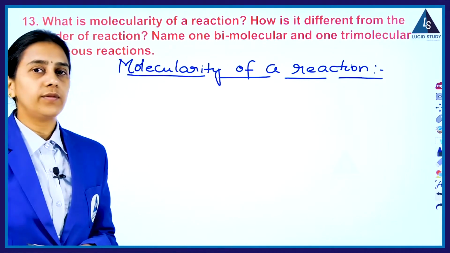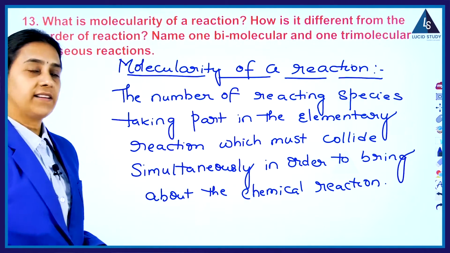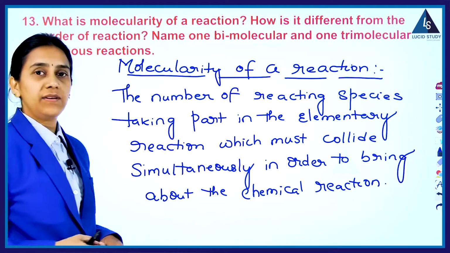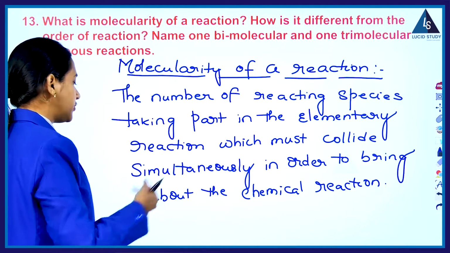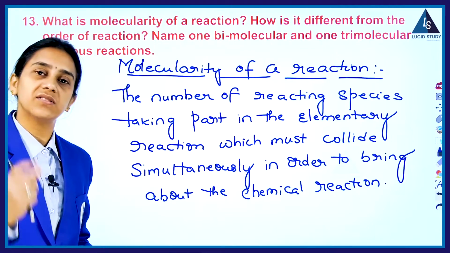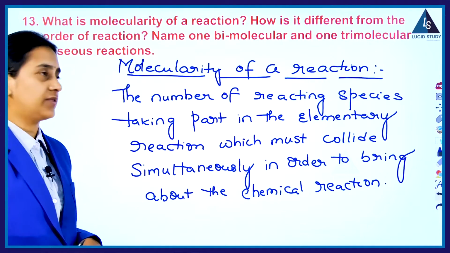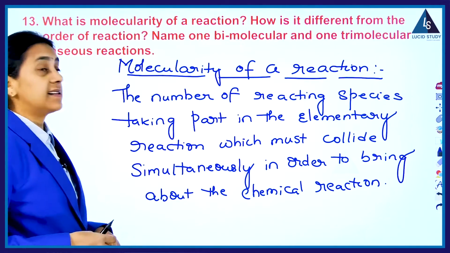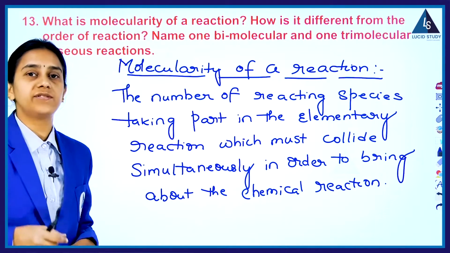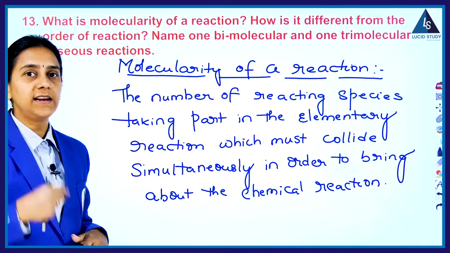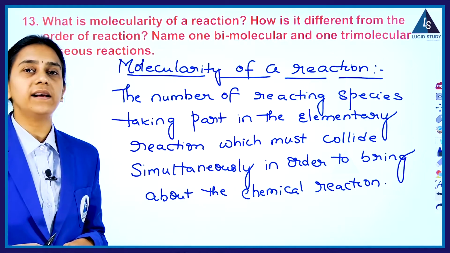The molecularity of a reaction: the number of reacting species taking part in the elementary reaction, which must collide simultaneously in order to bring about the chemical reaction, is called the molecularity of the reaction. So the number of reacting species taking part in the elementary step. Elementary step is a simple step. They collide simultaneously in order to bring about the chemical reaction.